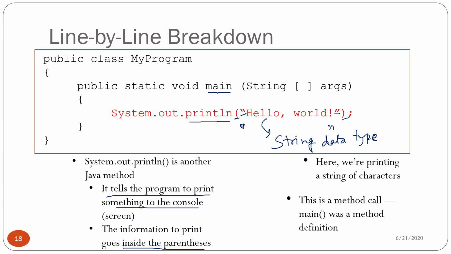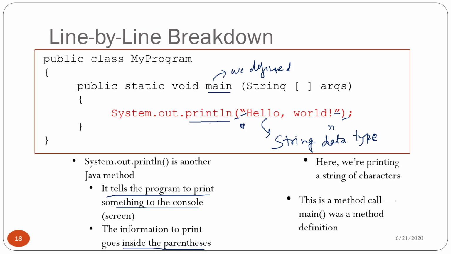So there are two methods. This is one method, the main method, which we defined. What do we mean by we define? That means we have written its body. We know what is there in the main method. We know that there is one statement in the main method, and we have written our own main method.